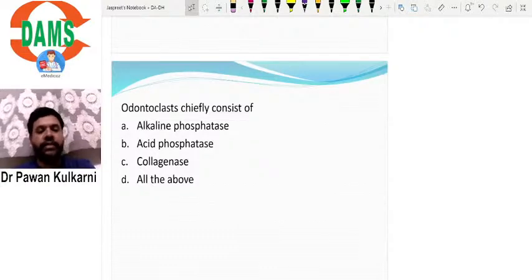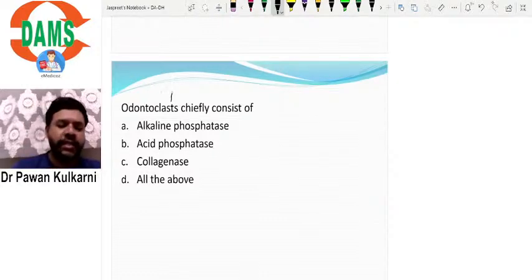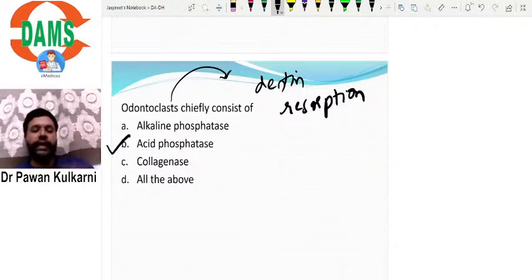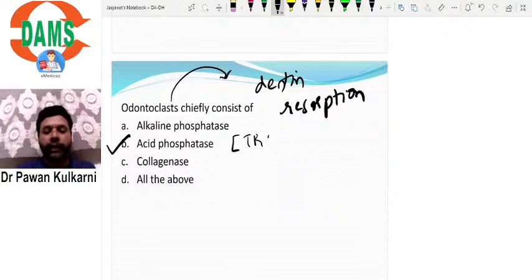Odontoclasts consist chiefly of... Odontoclasts are basically the cells responsible for dentine resorption, and remember, anywhere resorption occurs, it will be acid phosphatase. So it contains acid phosphatase, that too called TRAP, tartrate resistant acid phosphatase.